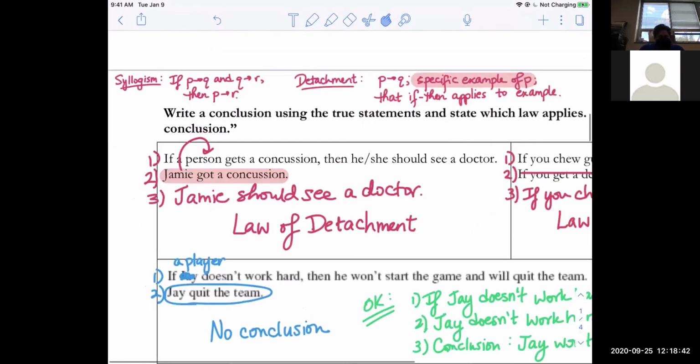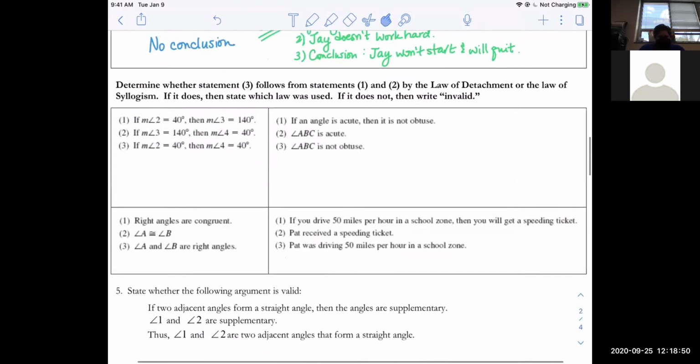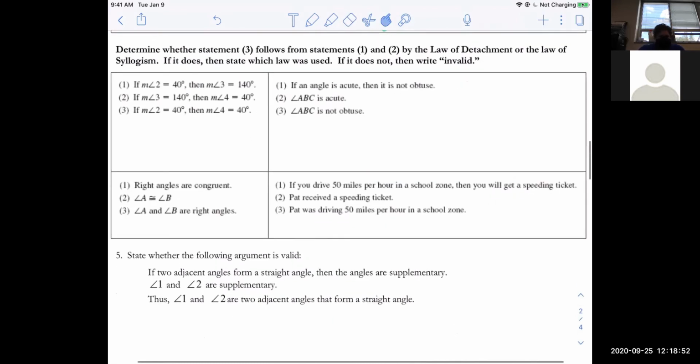We're going to continue here with syllogism and detachment. So remember, there's kind of patterns to each of those that we're going to be using here. These examples say, determine whether statement 3 follows from statements 1 and 2 by the law of detachment or the law of syllogism. And if it does, state which law, and if it does not, write invalid.